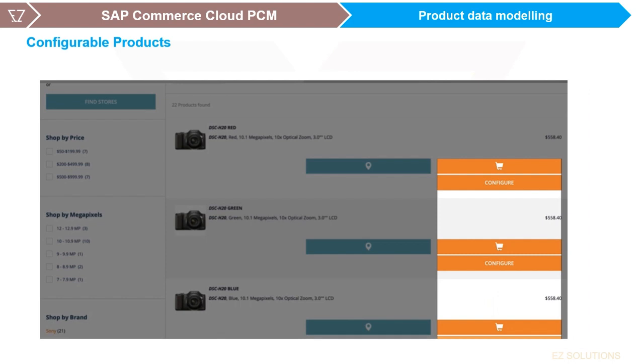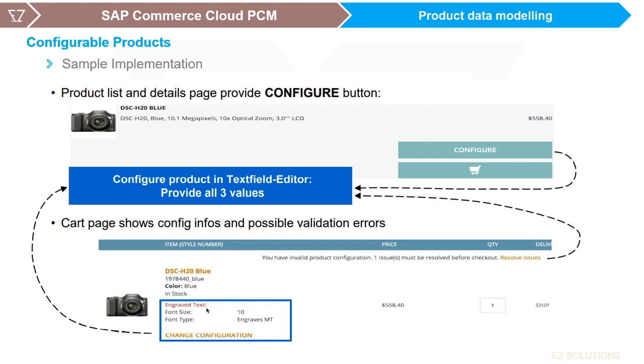Now let's go to the electronics store and search for the DSC H20 product. You can see that all DSC H20 variants contain the configure button in the search results page. And if we click on one of the variants, for example, the red one, we can also configure this product on the product details page. These are the three configurator settings defined in the configuration category engraving with the default values. We can go ahead and add this product to the shopping cart.